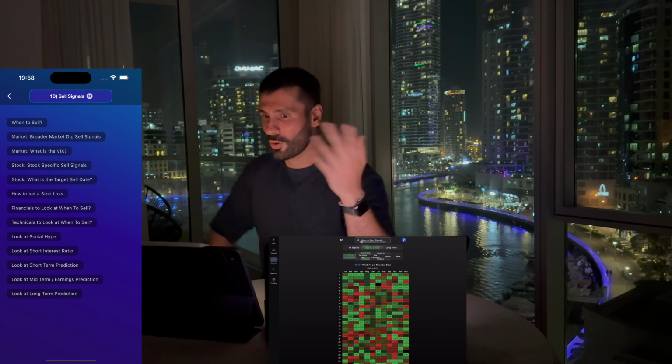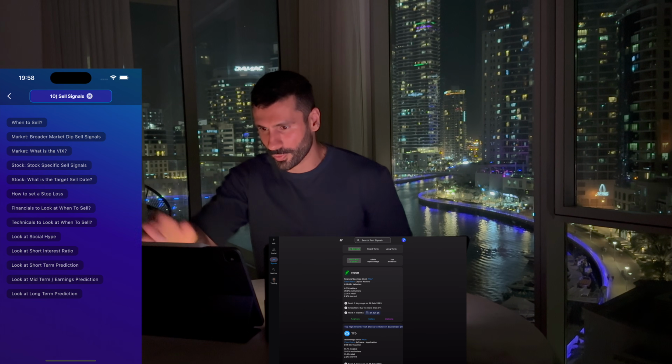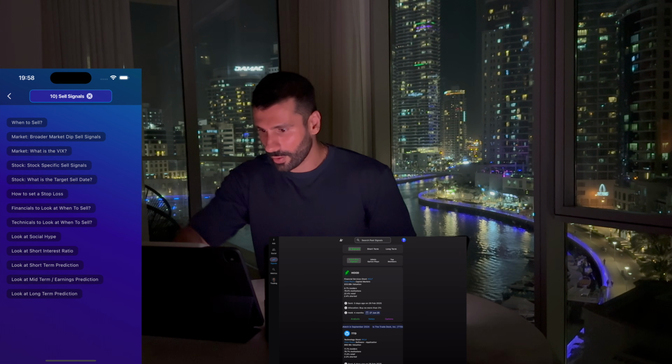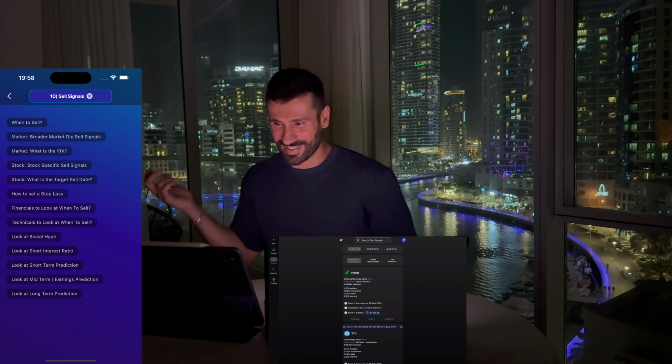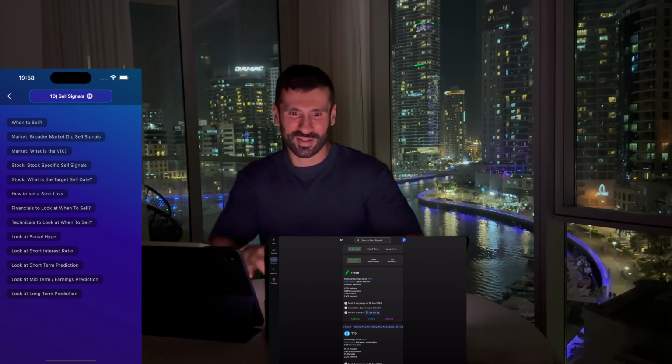Stock-specific sales signals. But okay, so now you have your market thing. Now you want to know for your stock. So you look at the stocks. But here you have a target sale date. So now you're going to ask me, okay, I don't understand what is this. What's this date? So you can click here and see what it says.